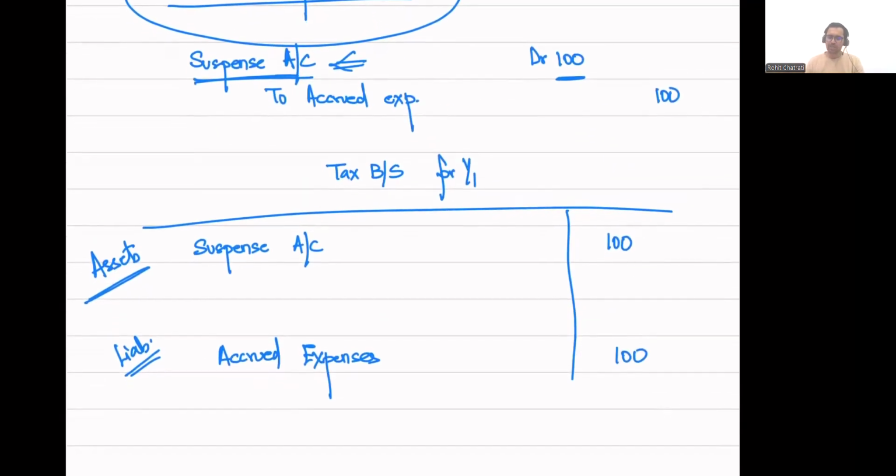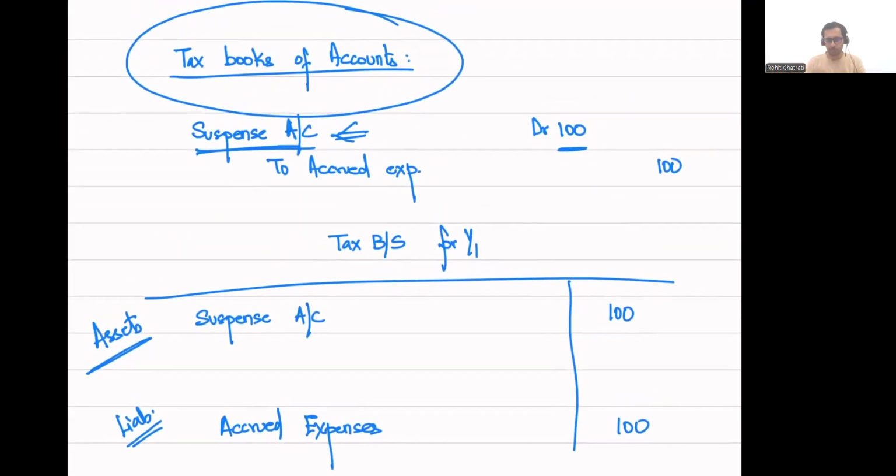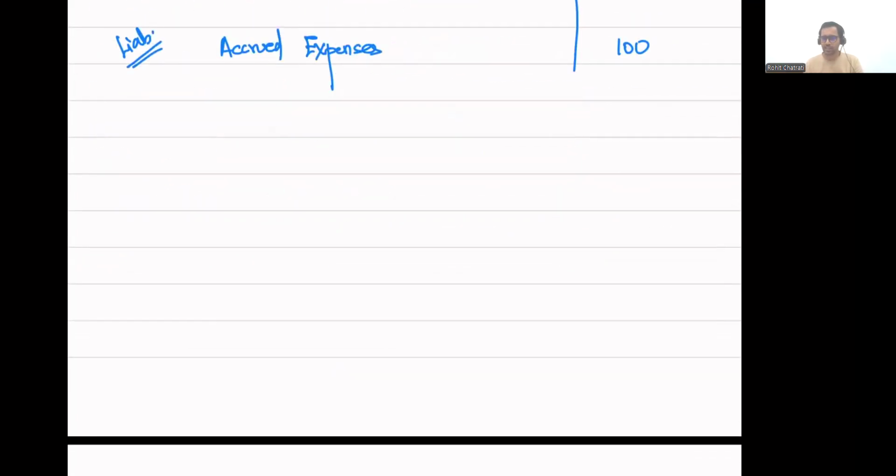In year two, this accrued expenses is going to be paid off. This was the journal entry in year one. In year two, the accrued expenses, or accrued fines and penalties, is going to be paid off. Therefore, the journal entry will be the same as that of accounting. We are going to debit accrued expenses of 100 and credit cash of 100 rupees. So this is going to be the journal entry in the tax books of accounts as well for year two.